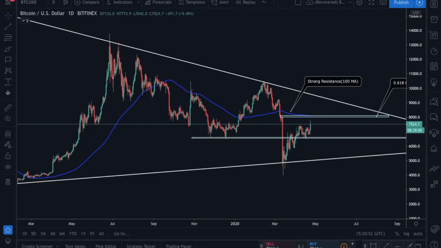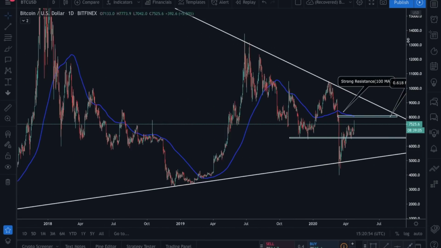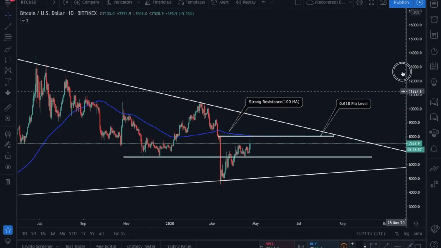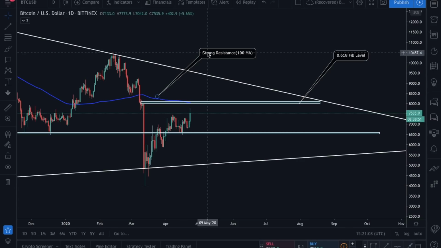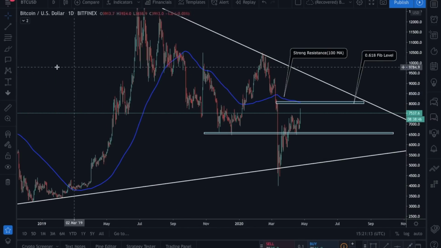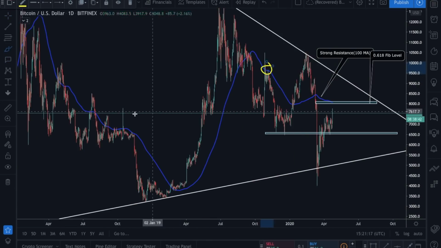And also another example what I have prepared for you guys is this one here. So right now, looking at this bullish engulfing candle, you might be wondering what's next for Bitcoin. This 100 moving average is going to be one of the strongest resistances Bitcoin could face, because you can see it here as well, right? This line acted as a very, very strong resistance.